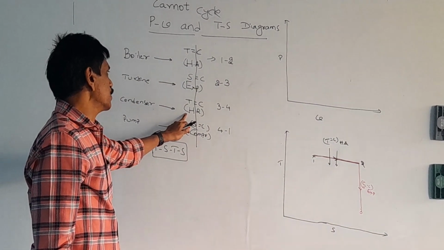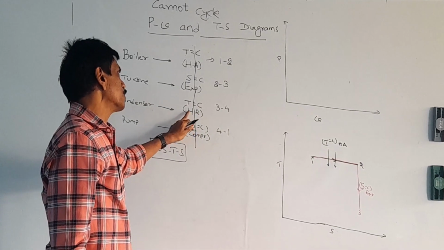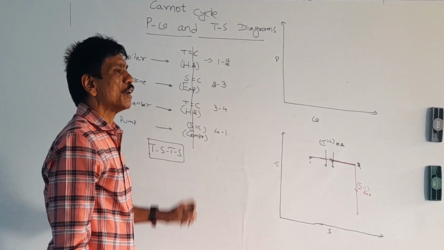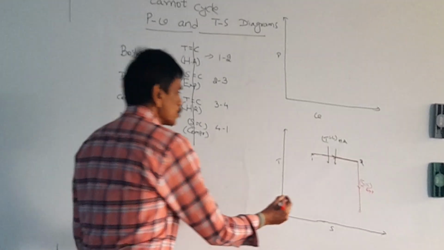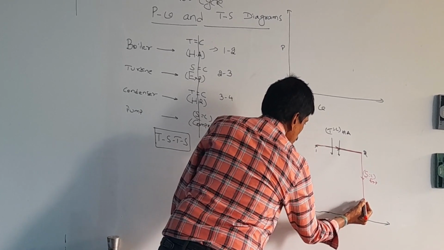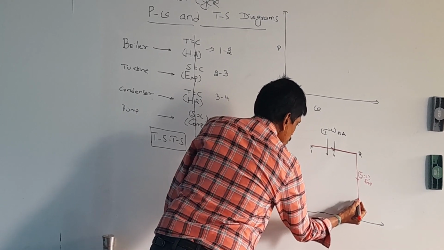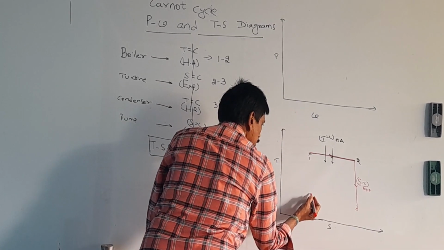Later, the heat rejection. The heat rejection is 3 to 4. That is the isothermal heat rejection, keeping temperature constant. So keeping temperature constant, the heat is rejected. Isothermal means horizontal, whether horizontal forward or horizontal backward.